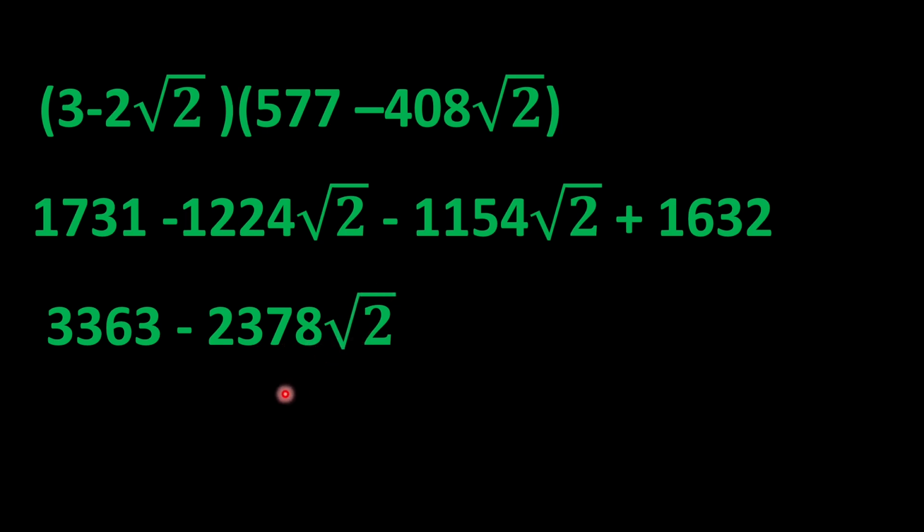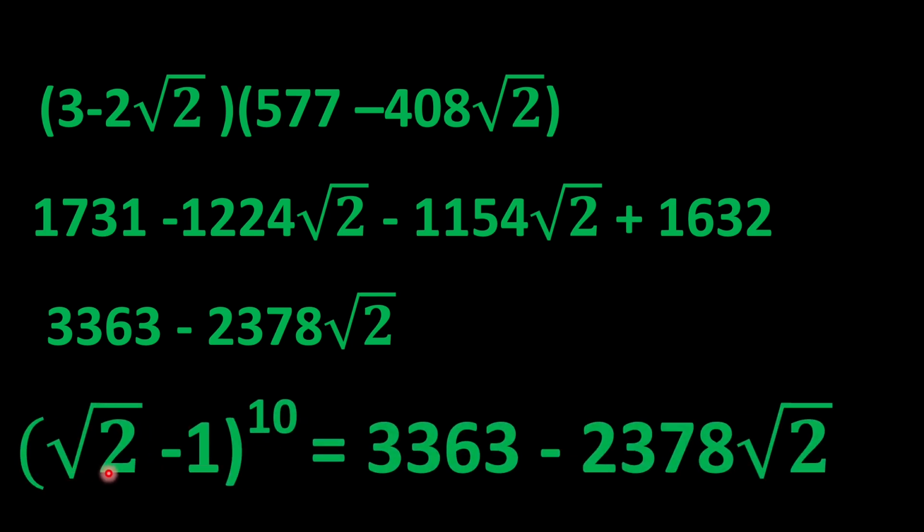And this is the answer of our question. The question was (under root 2 minus 1) all power 10 equal to 3363 minus 2378 times under root 2. This is your answer. Now, if you have seen the solution of this question by the substitution method, there are a lot of steps and it is very time consuming. So this was the short way and shortcut.